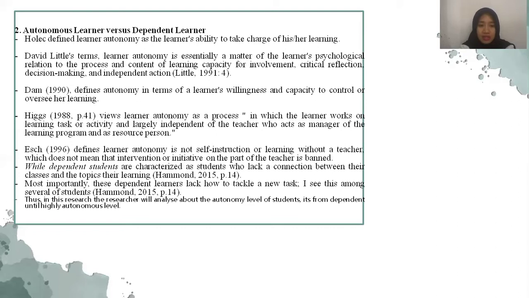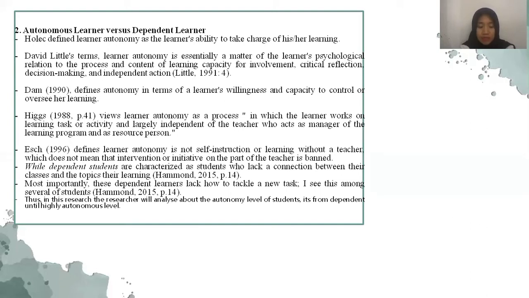Thus, in this research, the researcher will analyze the autonomy level of students. It's from dependent until highly autonomous level. Dependent level in this study is dependent learners who can become fearful and controlling in learning, so they need to have some strong strategies to avoid these feelings. And then barely autonomous in this study is students who are not so dependent on teachers, but who are also not very independent in learning, still needing help from the teachers in several ways, but not only getting knowledge from the teachers.